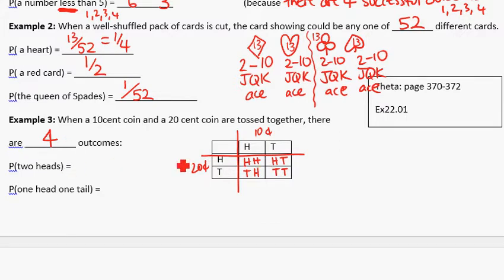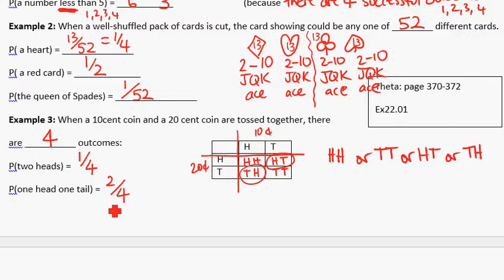Probability of getting 2 heads, 1 out of the 4 possibilities. Probability of 1 head, 1 tail. It doesn't matter what order in this bracket here. So there are 2 ways out of the 4 possible outcomes. If we list the 4 possible outcomes, two out of 4, which is a half.